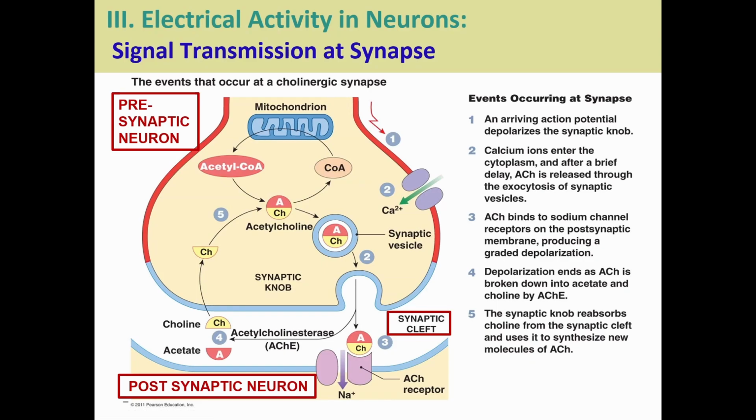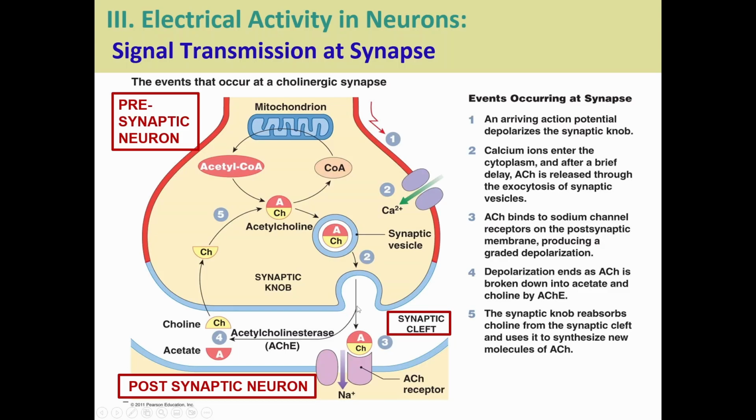So there's a couple things that are going to happen here. Now we're looking at a cholinergic synapse, which means we're looking at acetylcholine being used as our neurotransmitter. If we look at what's happening, the action potential makes its way all the way down. That's then going to depolarize this bulb here, or the synaptic knob. That's going to allow calcium ions in, and then all these vesicles with acetylcholine are going to be pushed out and release that acetylcholine into the gap.